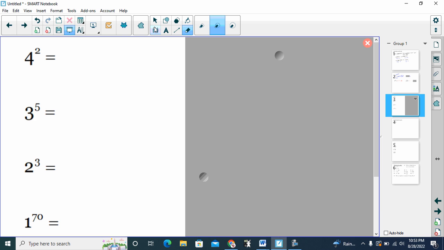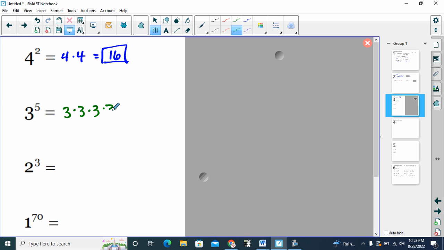So let's work through each of these one at a time. 4 squared would be 4 times 4. 4 times 4 gives us 16. 3 to the 5th. 3 to the 5th is 3 times 3, 5 times. 3 times 3 is 9.